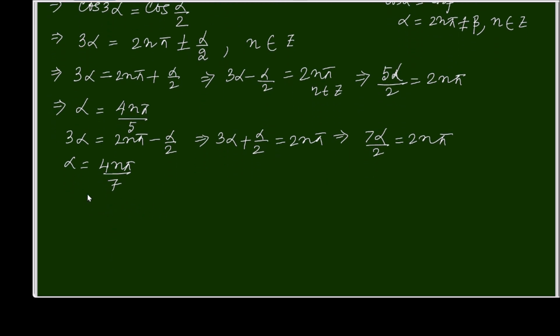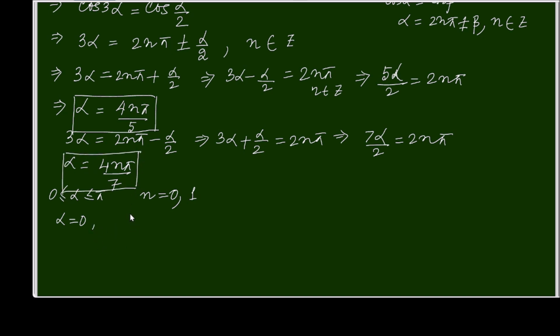So now coming to the values. We had defined alpha from 0 to pi. So when alpha is 0 to pi, that means here n will be only 0 or 1. It cannot be more than that. No other solution. So first, when I am taking n equal to 0, for both cases, 4n pi over 5 and 7, I'll get 0. Alpha is equal to 0.